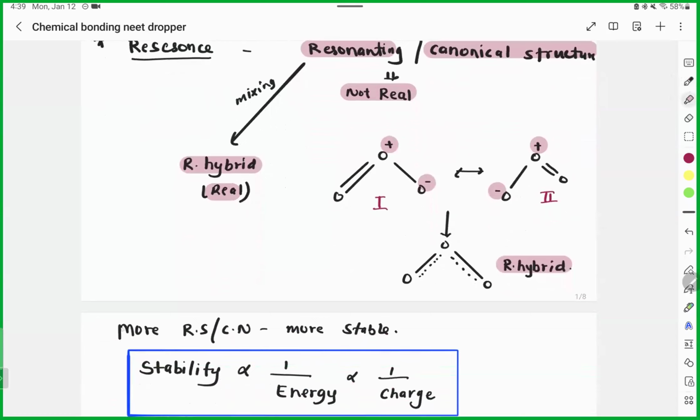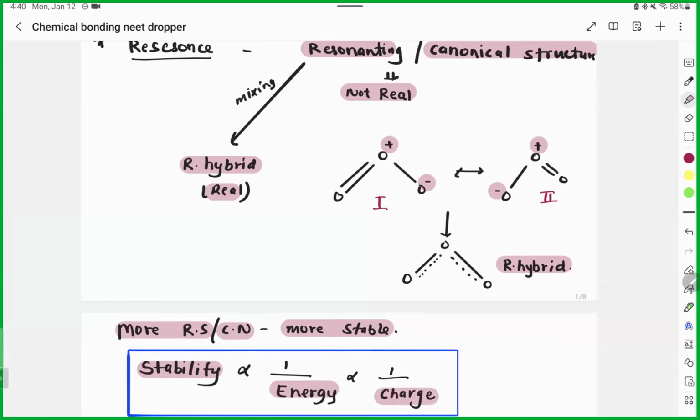No, sir. The more resonating or canonical structures there are, the more stable it will be. Whenever there is more energy, there is less stability. But how do we check energy in this case? Check the charge.